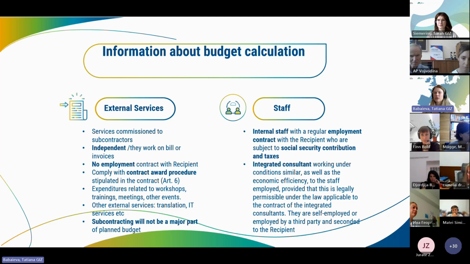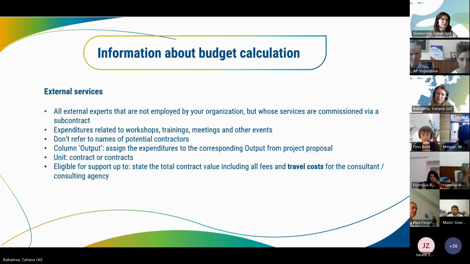Expenditure of this budget line shall include monthly gross salary, including employer's contribution to social benefits, other regular salary components defined contractually, except bonuses or profit-sharing payments. As it was mentioned, beside the external experts in the budget line external services, you can also budget all expenditures related to the workshops, trainings, meetings, or other events under this budget category.